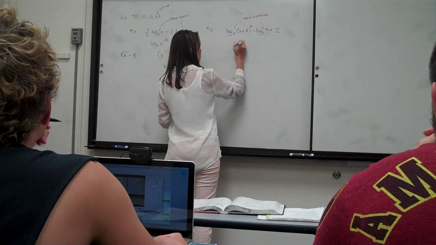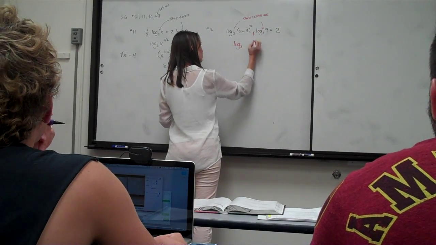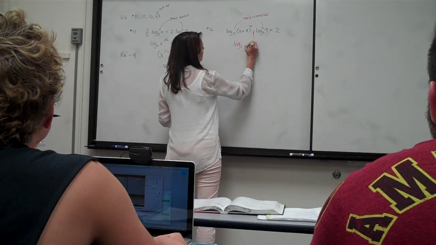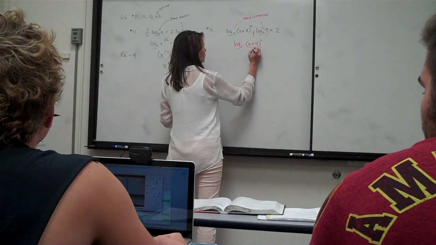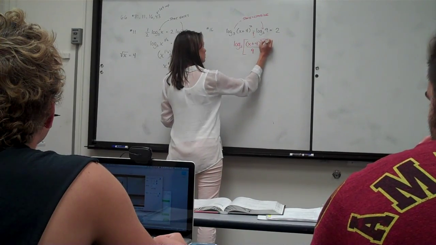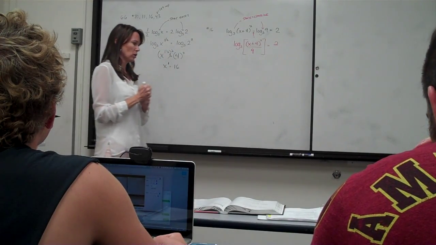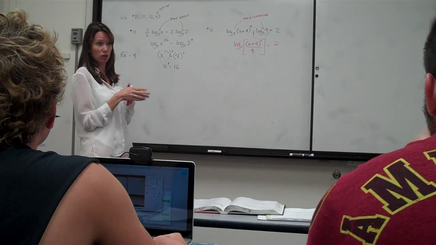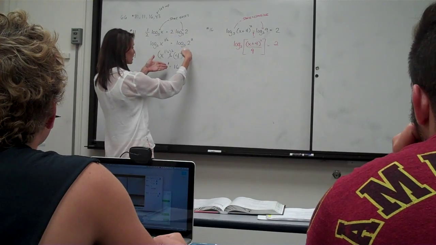So I want to write log base 3, and when it's subtract, what will that mean? Divide. We're going to divide the parts, right? So then I'm going to have x plus 4 to the second power over 9 equals 2. So the second part of the first hint that I gave you guys yesterday: after you combine logs, if the logs are equivalent on both sides, they go away.